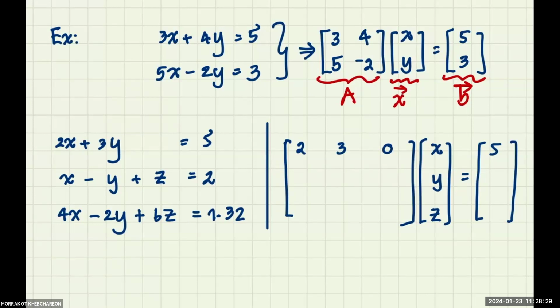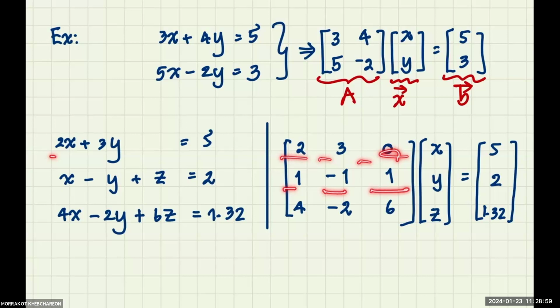The second equation, you will have 1x minus y plus 1z equal to 2. The third equation, you have 4x minus 2y plus 6z equal to 1.32. You see, actually you take the array x, y, and z, and these are coefficients 2, 3, 0, 1, minus 1, 1, 4, minus 2, 6, okay? So this is just the matrix multiplication.